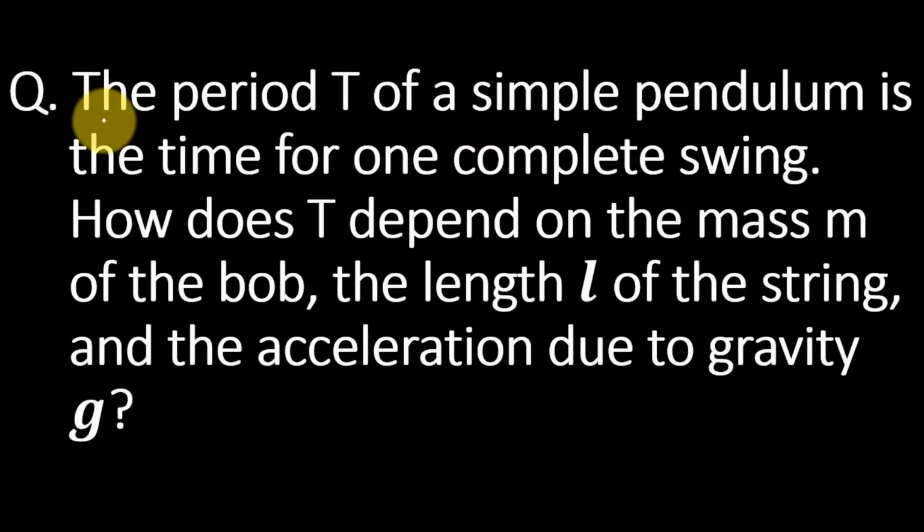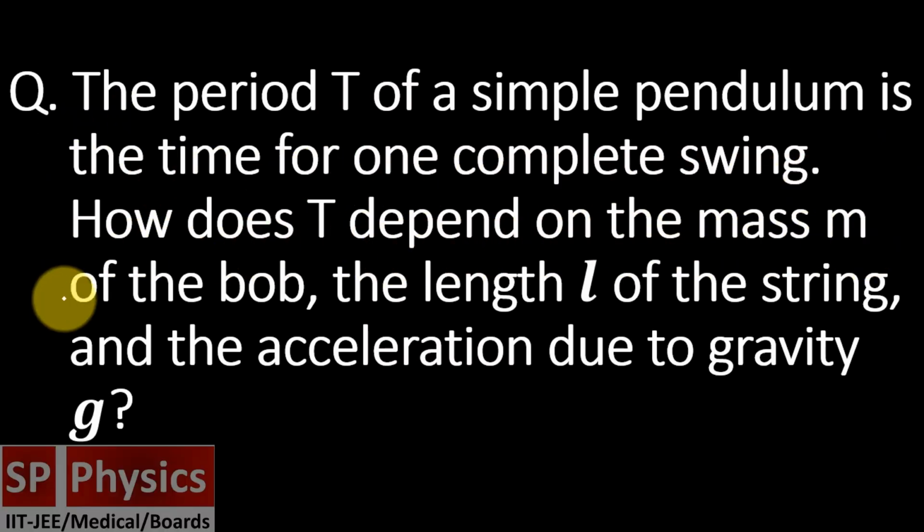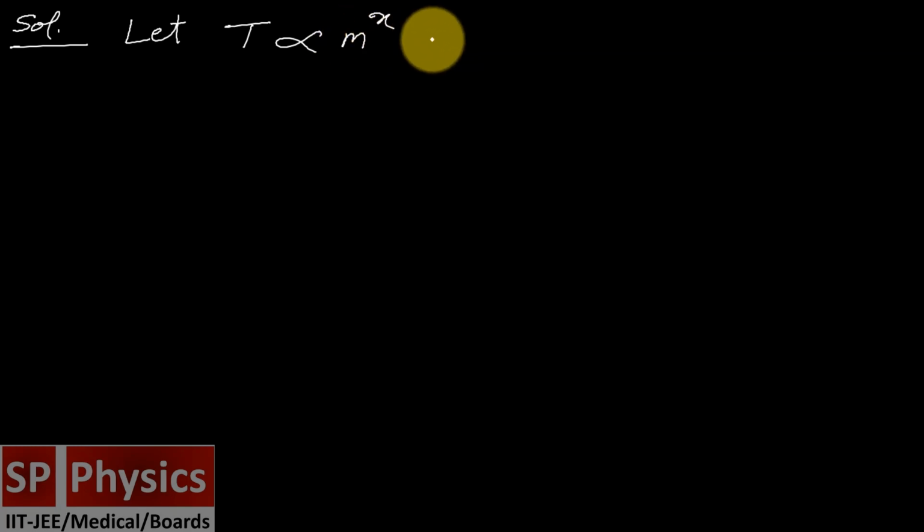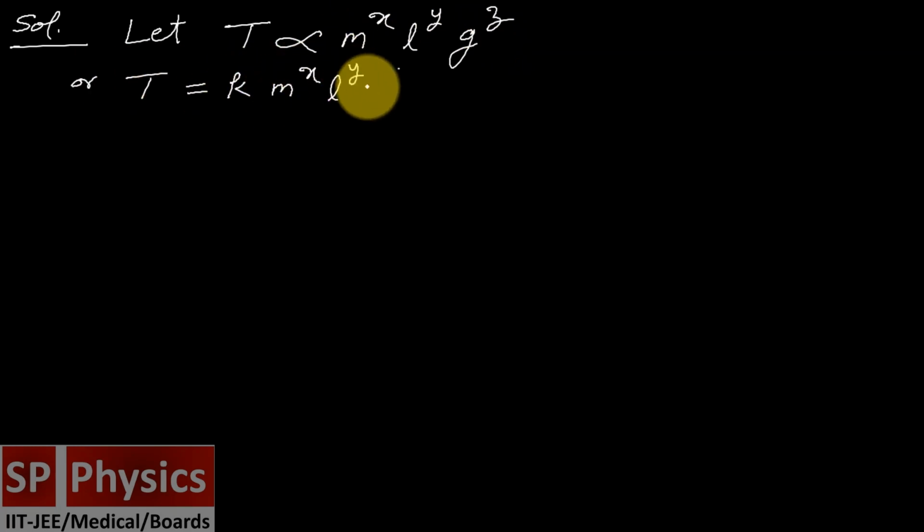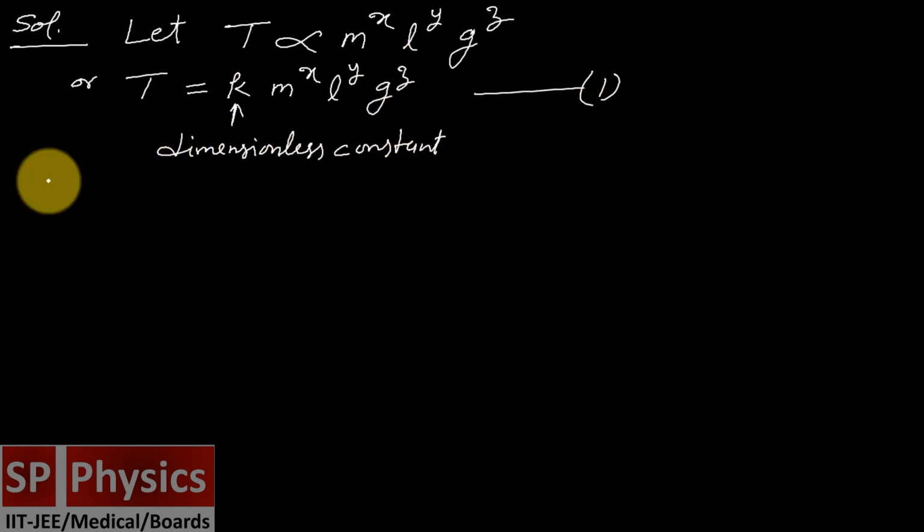The question is: the period T of a simple pendulum is the time for one complete swing. How does T depend on the mass m of the bob, the length l of the string and the acceleration due to gravity g? Now pause the video and try to solve the question yourself. Solution: let T be proportional to m^x l^y g^z, or T is equal to k m^x l^y g^z. Suppose it is your equation 1. Here k is a dimensionless constant and x, y and z are to be determined.